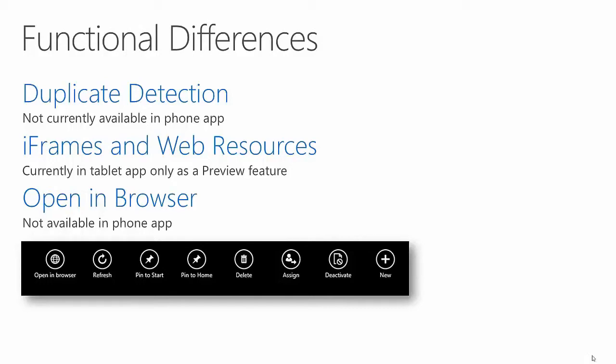The next one to talk about is iframes and web resources. These are extensibility features that you can use in the web application. In the tablet app, you can do this in CRM Online, but it's only as a preview feature, which means it's not supported to use that in production usage. It's just kind of allowing you to have a preview of that feature and provide feedback on it before it is something that is supported in the tablet app. So that is not currently something you can test in the phone application though.